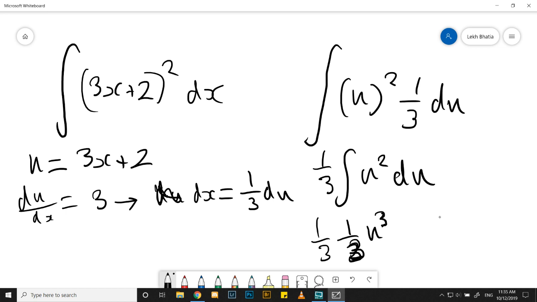Plus c, plus a constant. Then you plug 3x plus 2 back into u, and that's basically your formula. And then you're done.